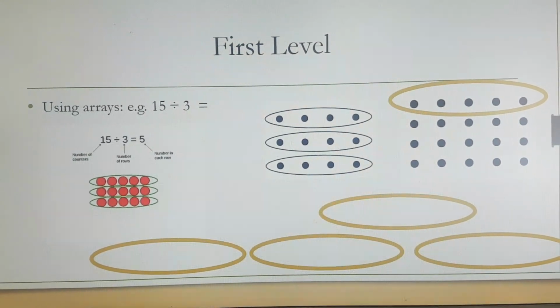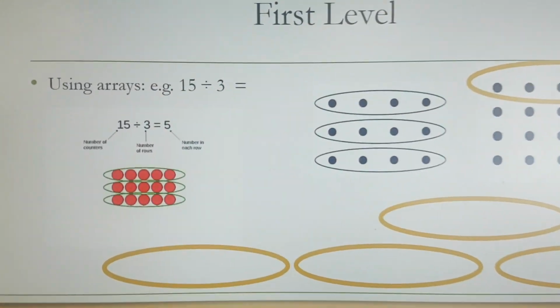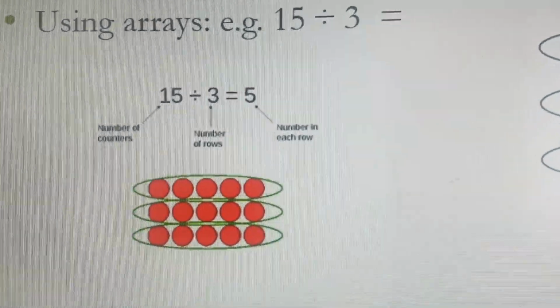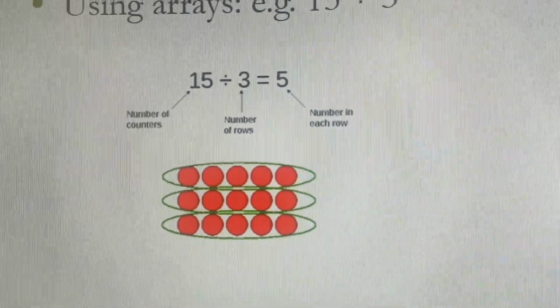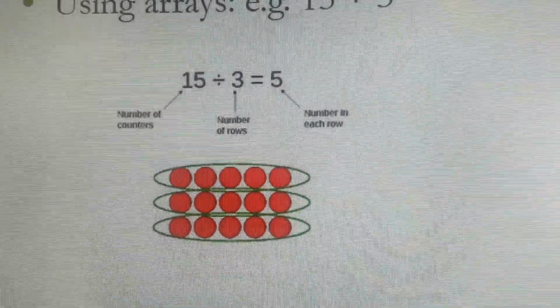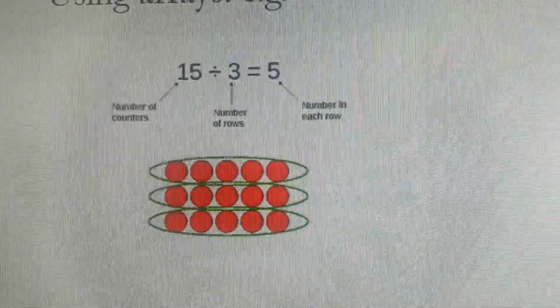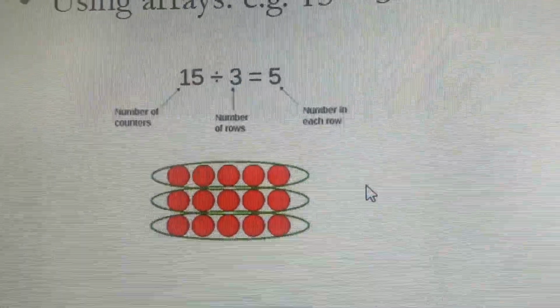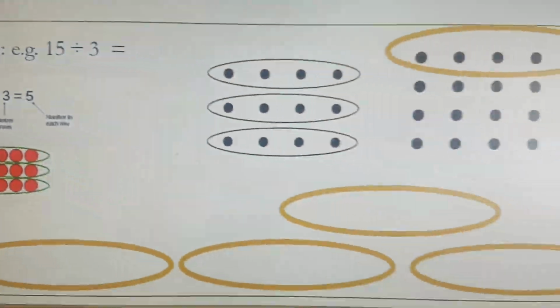Using arrays again for more complex questions. 15 divided by 3. You can see here that there are 15 counters. How many rows are there? 3 rows. Now we've split it into that number. We've got an answer. So we've taken the 15 counters, split them into 3 rows, and look, we now have 5 counters in each row. That gives us our answer.